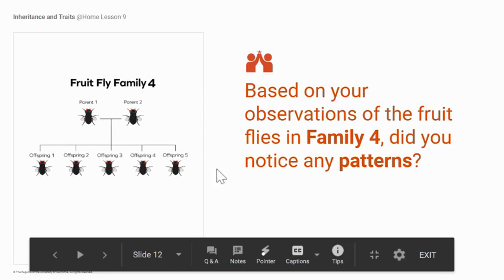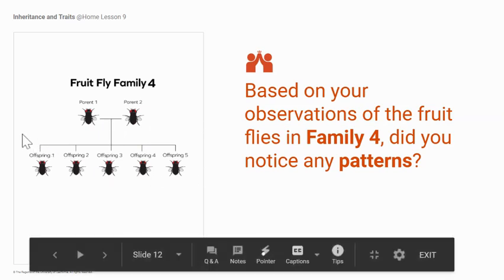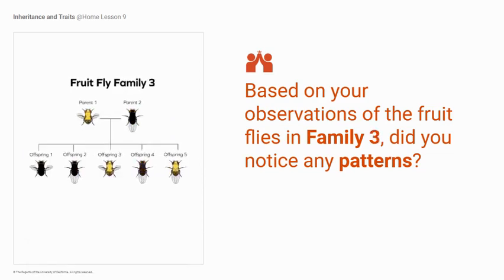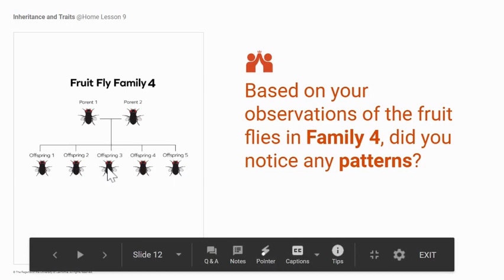And finally, let's do the same for fruit fly family 4, okay? Offspring down here on the bottom and the parents up here on the top. And again, as I look at both of these, in some ways they look much more similar to fruit fly family 1, which had a lot more of a uniform color. But again, not just looking at color, I'm looking at wings, I'm looking at eyes, trying to get a better feel for it.